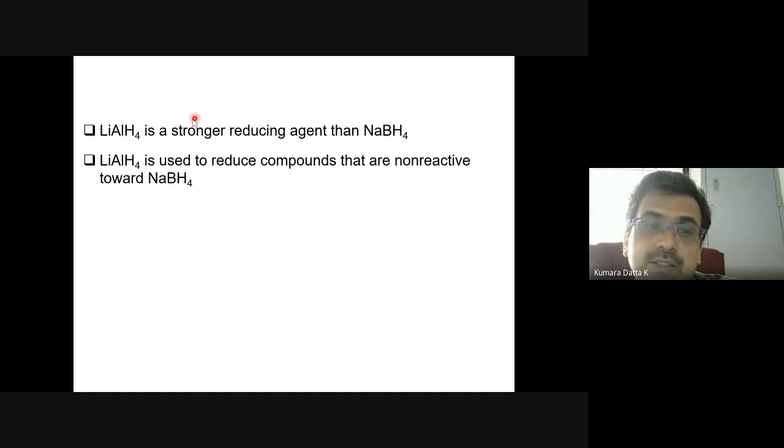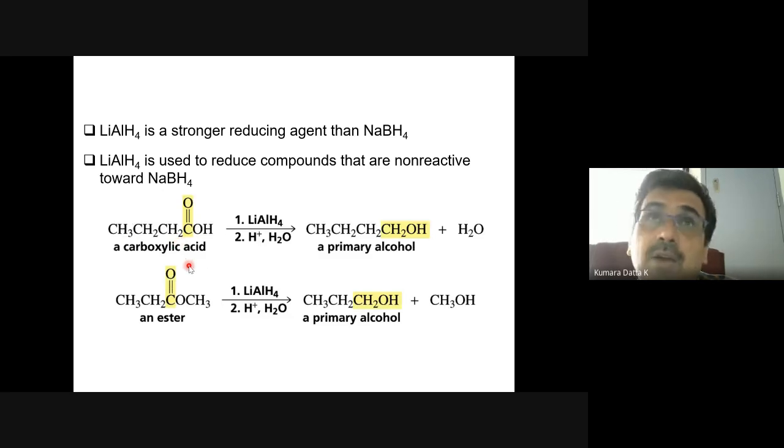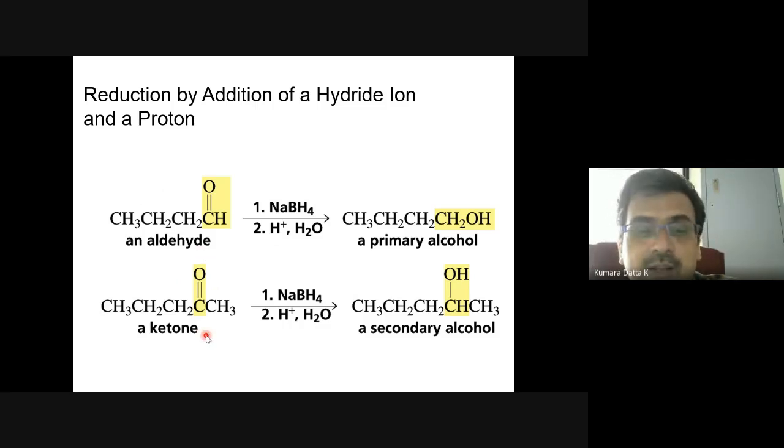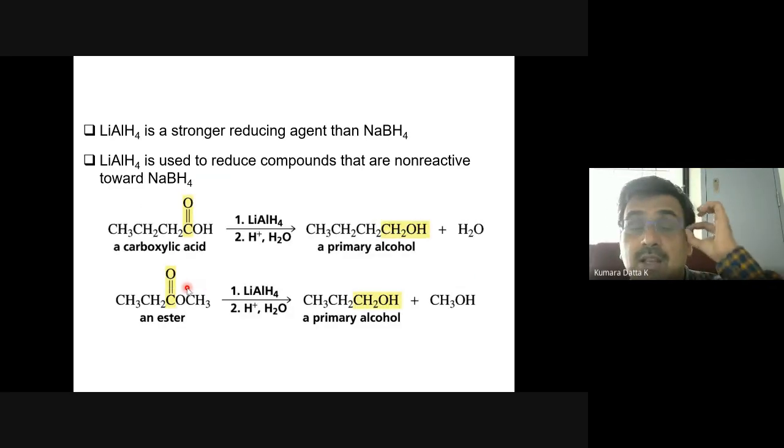As we already discussed, because of the polarity of the aluminum-hydrogen bond, lithium aluminum hydride is stronger than sodium borohydride. For what reason do we use lithium aluminum hydride if sodium borohydride itself is reducing? LiAlH4 is used to reduce compounds that are non-reactive with respect to sodium borohydride. For example, take a carboxylic acid. In the previous case we had taken an aldehyde and a ketone. Now we are taking a carboxylic acid and we want to reduce it directly to an alcohol. We use lithium aluminum hydride.